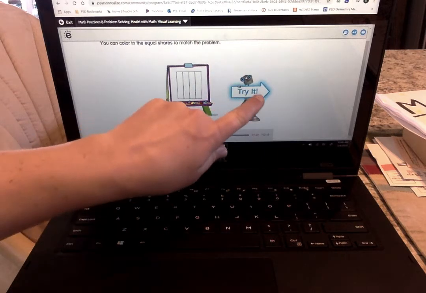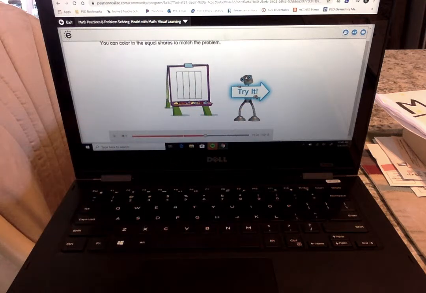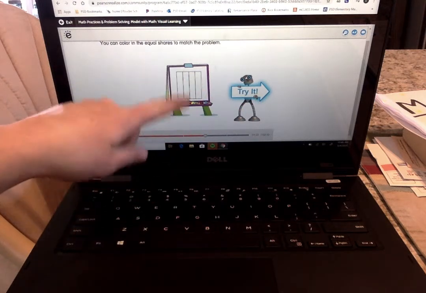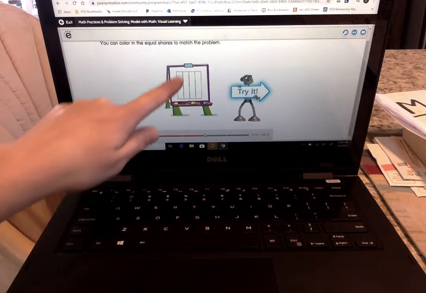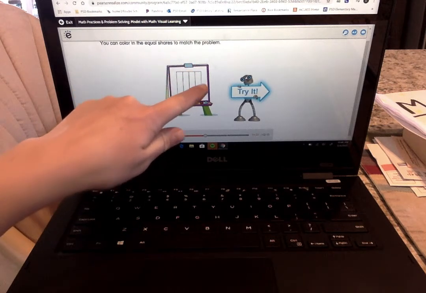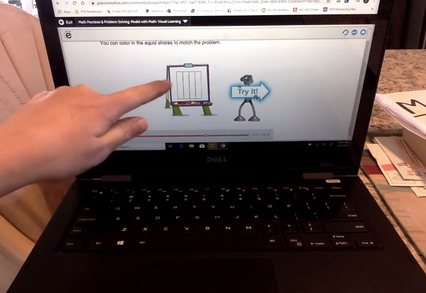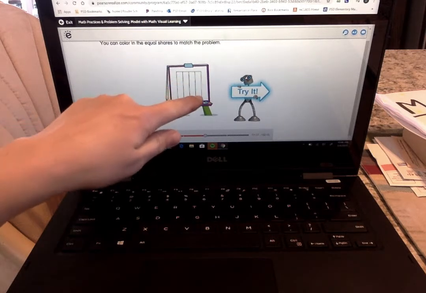Okay, so we get to try it. Or you can do it at home too if you want. You can draw your rectangle or your curtain, and you can draw 4 equal shares. Doesn't have to be like this too. You could have always gone down the middle and then across the middle horizontal, then you have like a window.